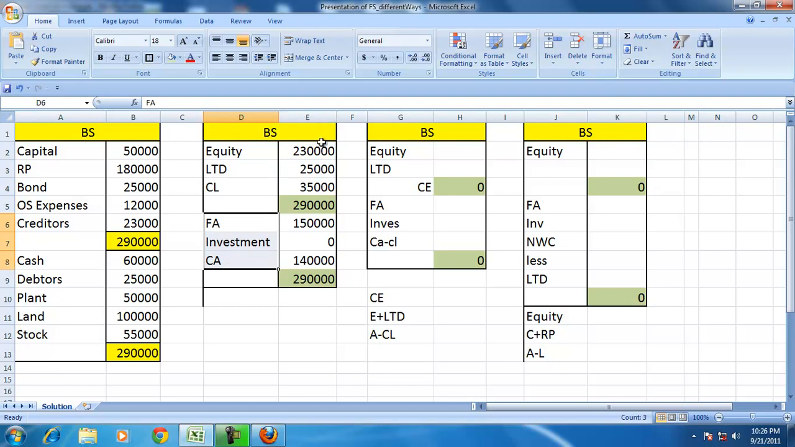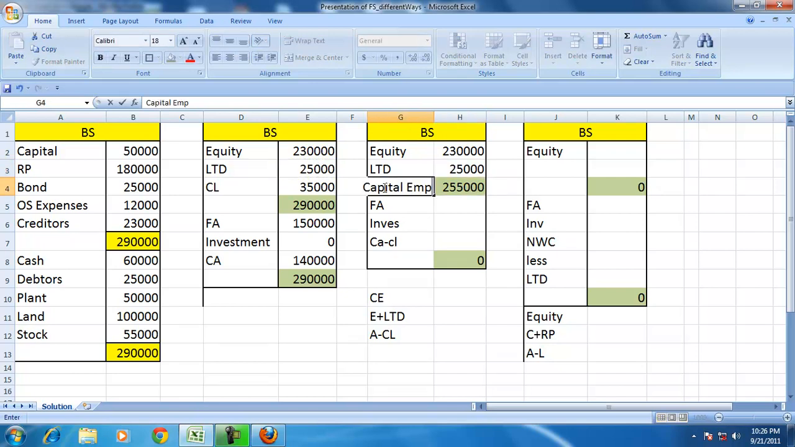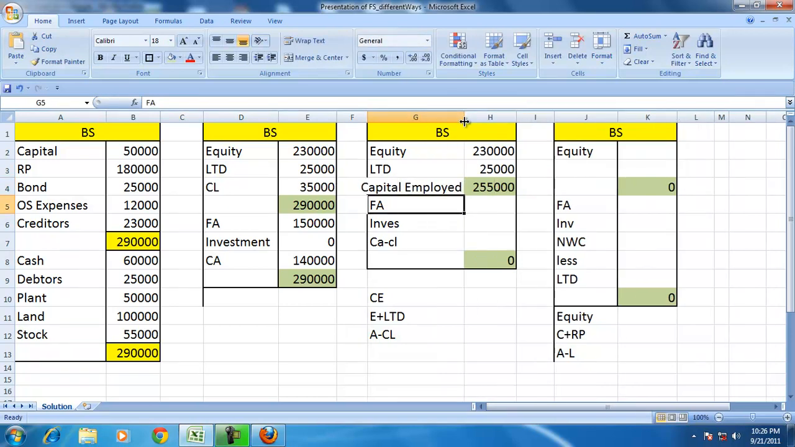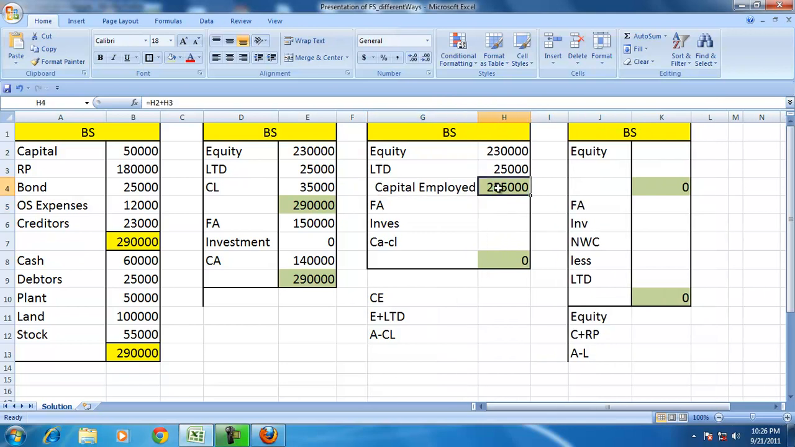decisions. Now this balance sheet can be further trimmed with a focus on the long-term sources, and the long-term sources are equity and the long-term debt, and we give a name to that called capital employed. So capital employed is equity plus the long-term debts. The capital employed is represented by fixed assets, investments, and the net working capital, CA minus CL.